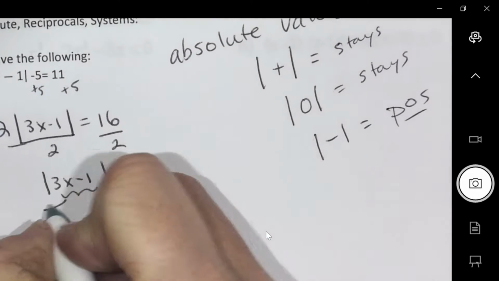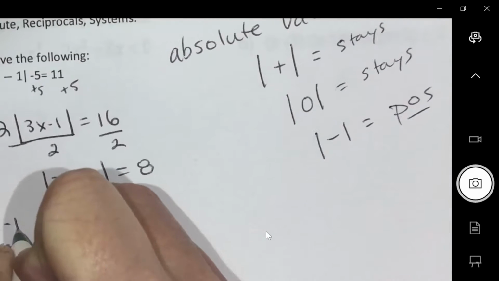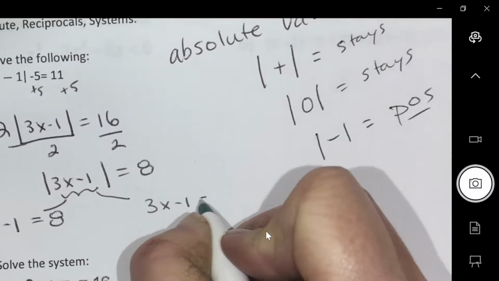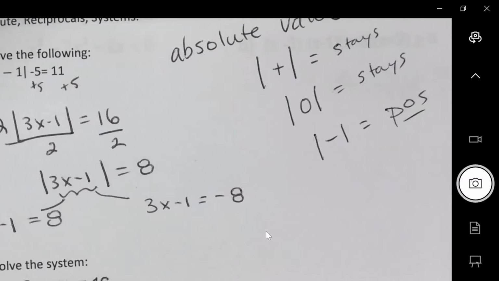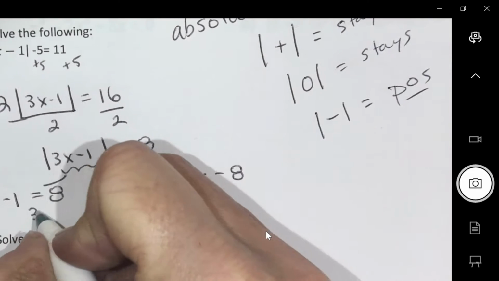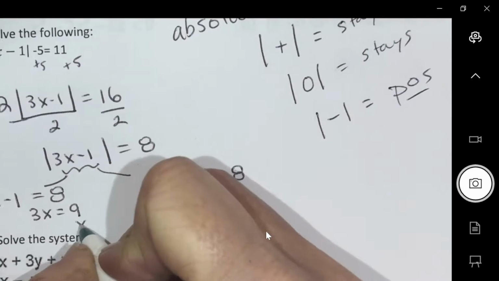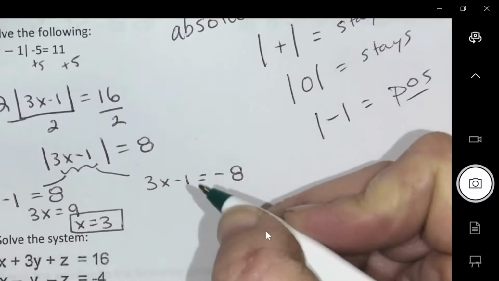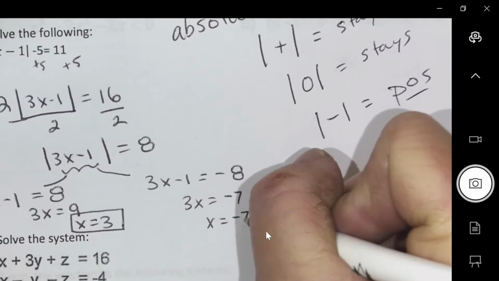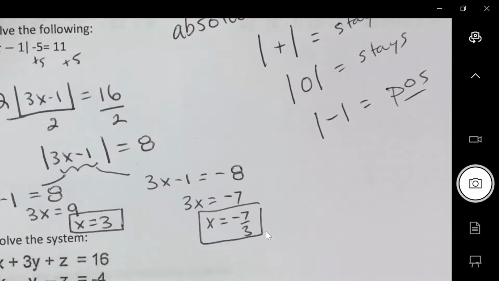So now I'm going to drop the brackets and say the inside stuff could have been an 8, or the inside stuff could have been a negative 8. But do you see how at this point, now I don't have brackets. So some of you put the brackets in the wrong spots on your test. Okay, the math is to add 1 and divide by 3. Add 1, divide by 3.